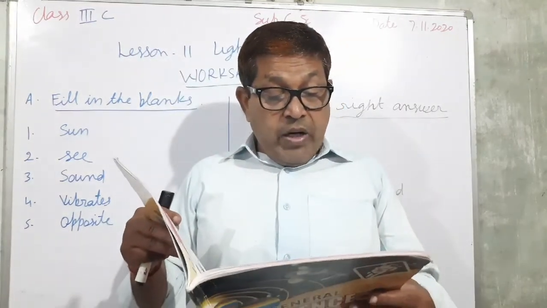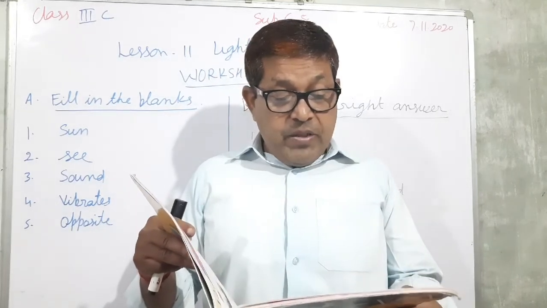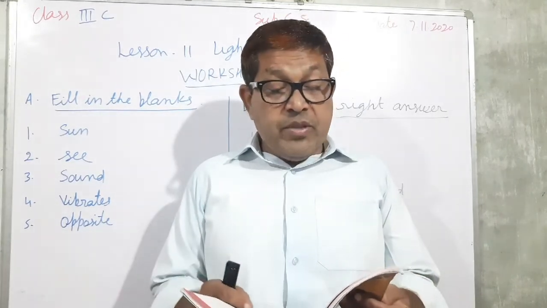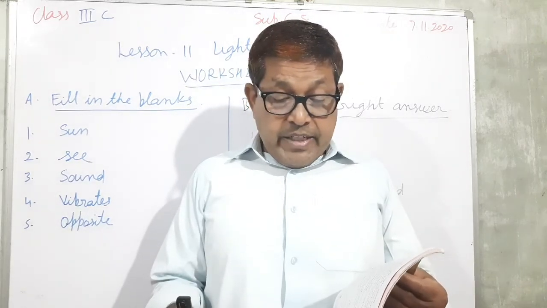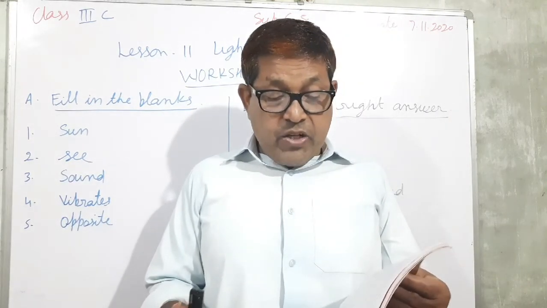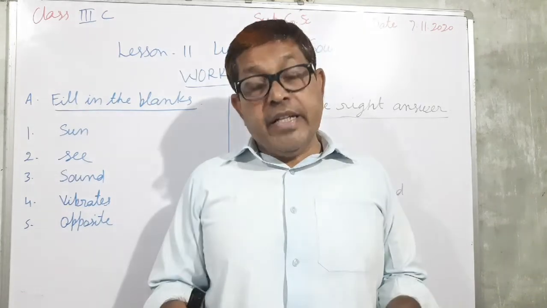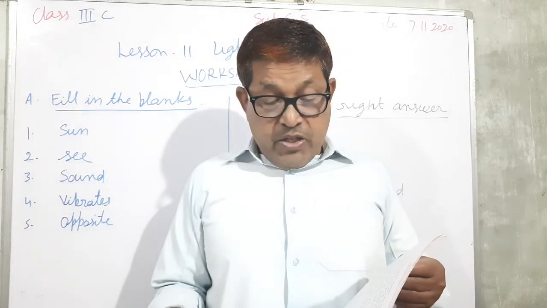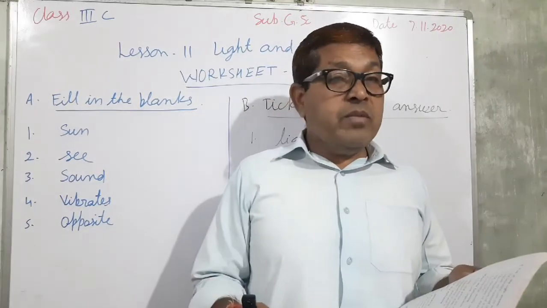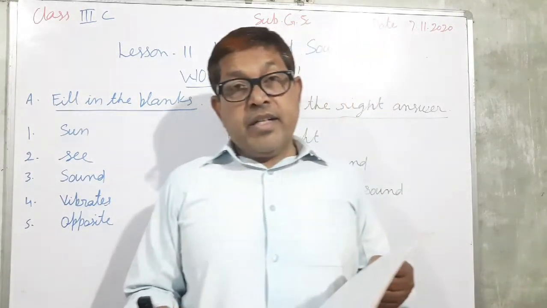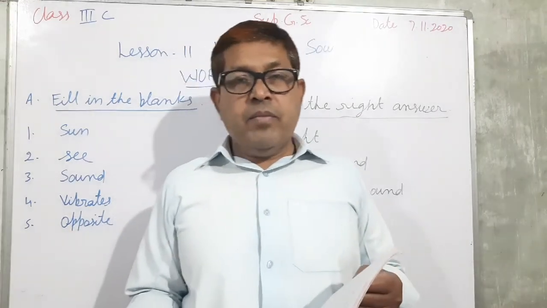Next, what are luminous objects? Give 2 examples. You know that objects that give out light of their own are called luminous objects. As examples of luminous objects: sun, lighted candles, and a glowing bulb, etc.